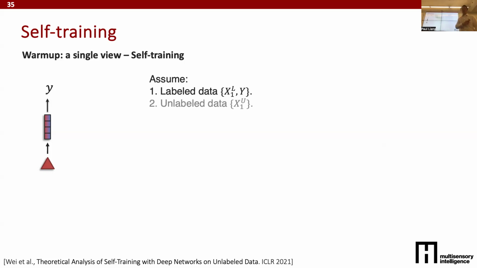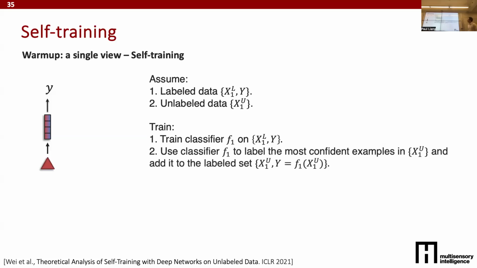So we have labeled data with Y and some unlabeled data without Y. In this self-training setting, you would usually iterate between training a classifier on your labeled data, call it F1, and then using the classifier to label more of the unlabeled data that you have, but you don't have the label. And usually there's some procedure to labeling this unlabeled data. Often you find the most confident examples first, and you label them.